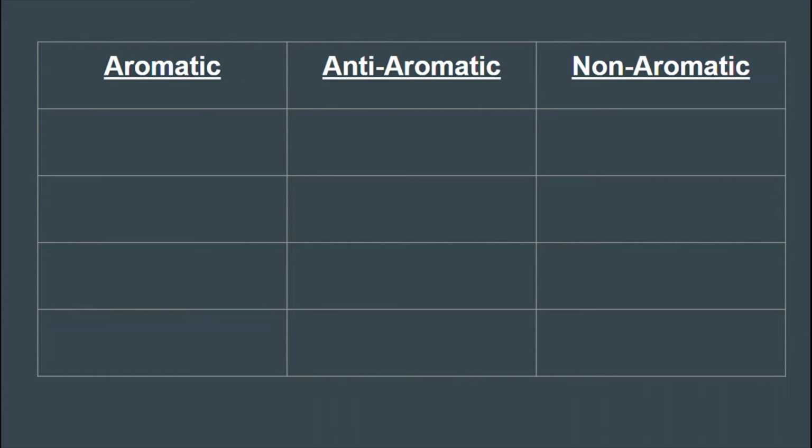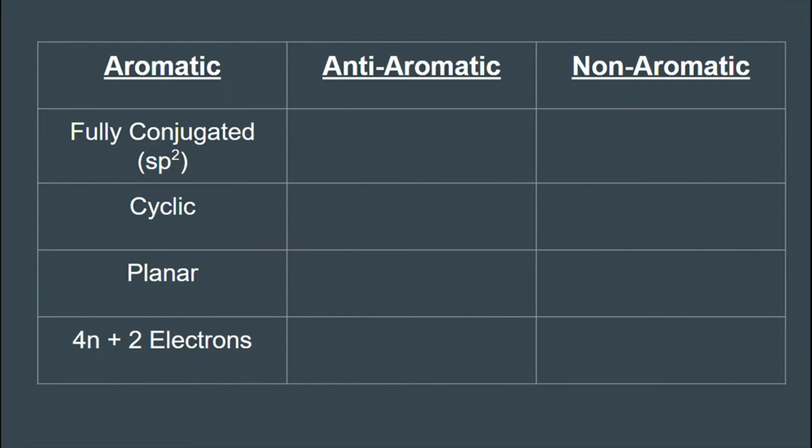So for a molecule to be aromatic, as I said, it needs to be fully conjugated, which basically just indicates sp2 hybridization in every single atom. It also has to be cyclic, it also needs to be planar, and it also needs to have 4n+2 electrons.